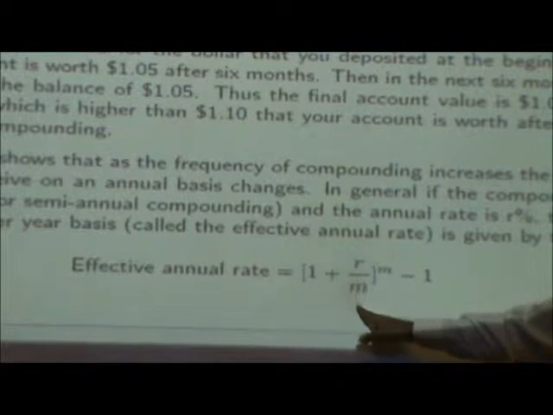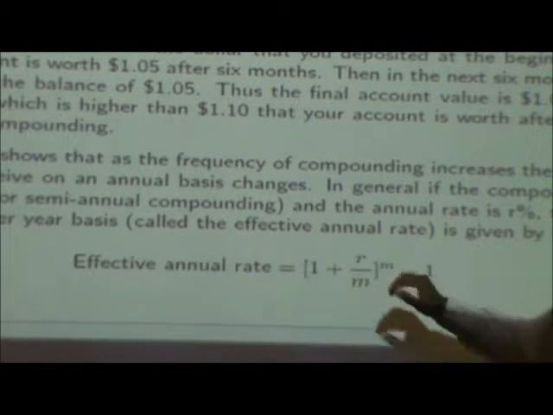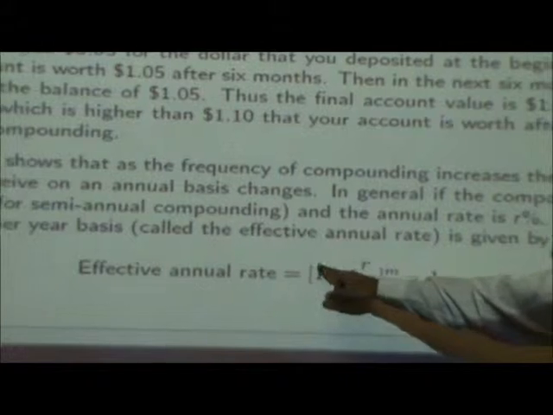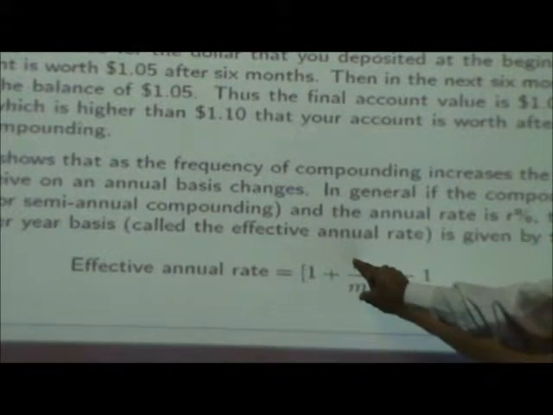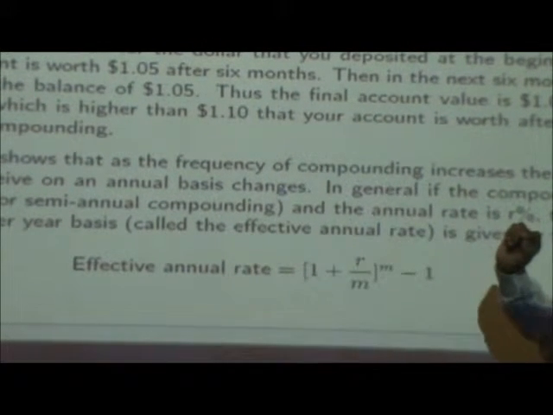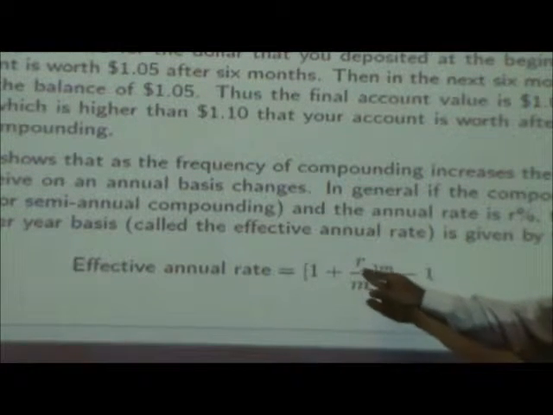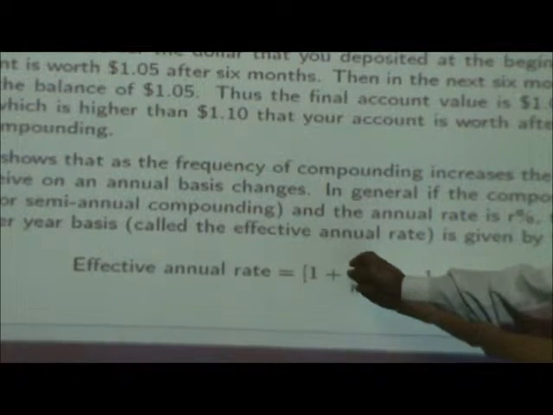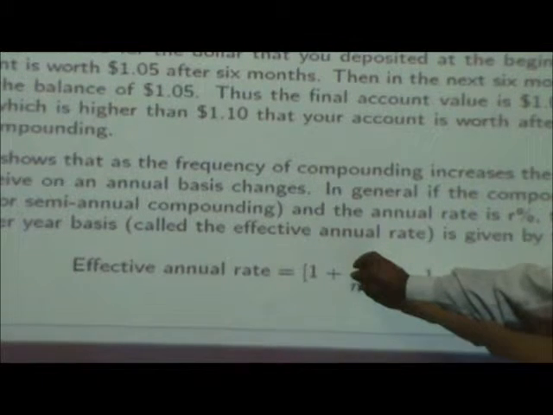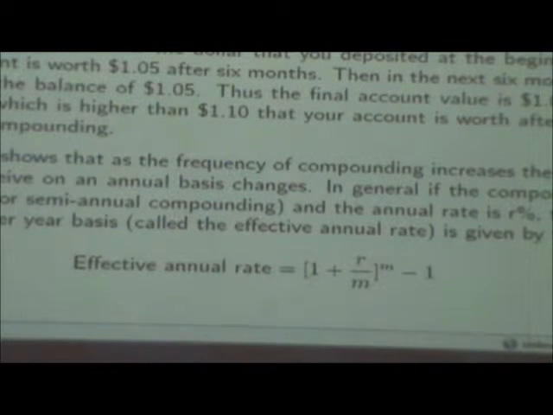Okay. Now sometimes you might see the formula not in this form. Sometimes I might put the rate as 1 plus some periodic rate to the power n. In other words, suppose it's monthly compounding, then if I put a monthly rate, that is what R divided by M is. Do you see what I'm saying?